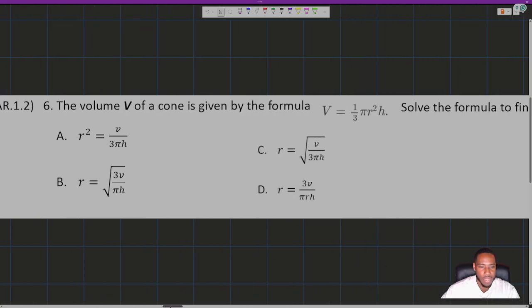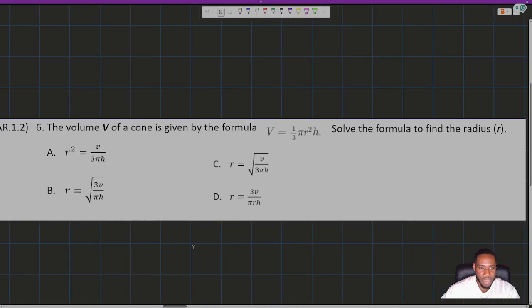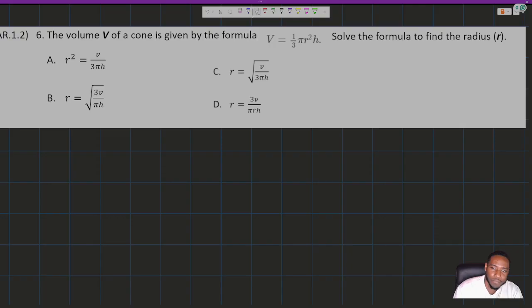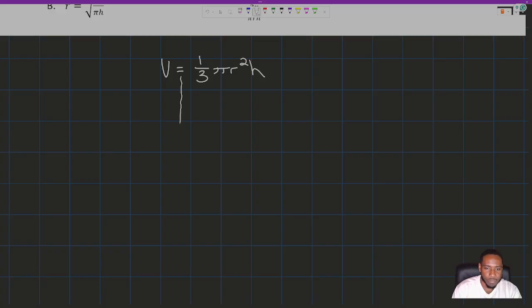All right. Now we're into some literal equations. So this one tells us we want to find the volume V of a cone that is given by the formula V equals 1/3 pi r squared h. They ask us to solve the formula to find the radius, which they call r. So I'm going to copy down that formula down here. We're going to draw our line, just as we always do when we're solving. And we're going to pay attention to r, because ultimately, that's what we want by itself.